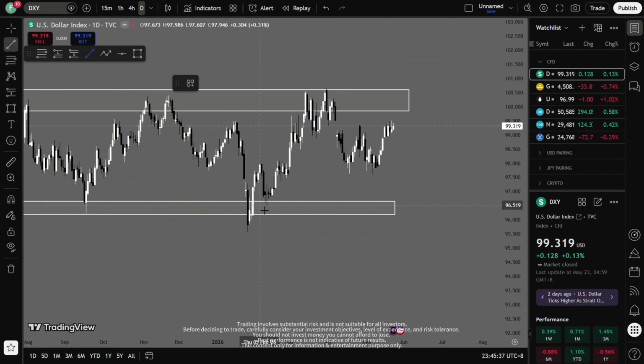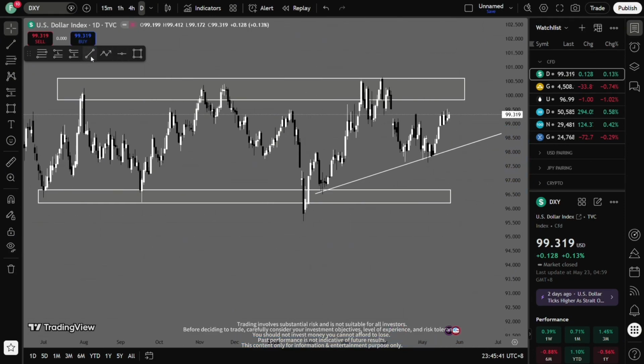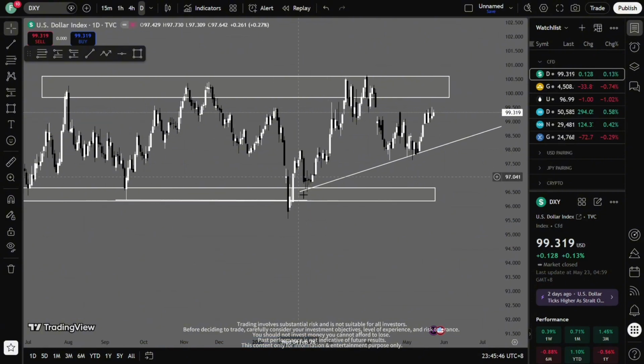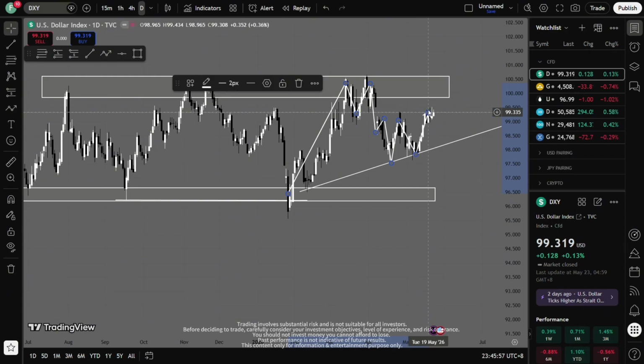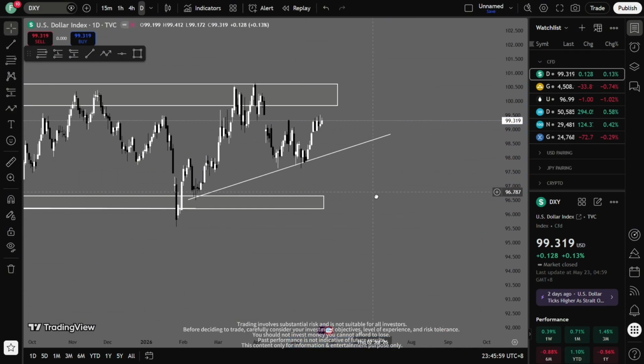Here is the trend line for the DXY, and we can see here's a liquidity sweep for the DXY. After it swept the liquidity, you get a pump to the upside. Unfortunately, it's not breaking up and forming a double top, but we can see that it's still holding above the trend line. So there are two scenarios here.